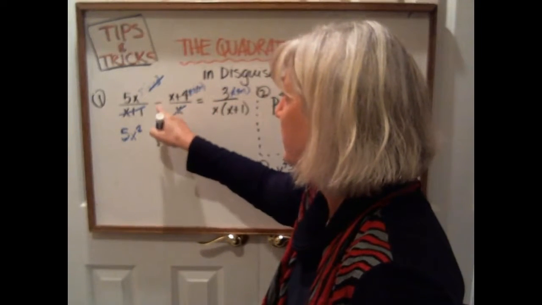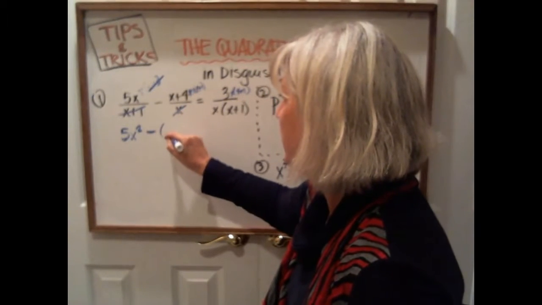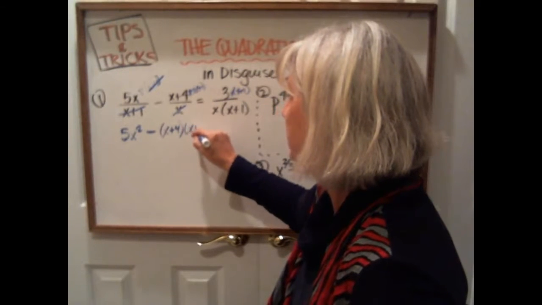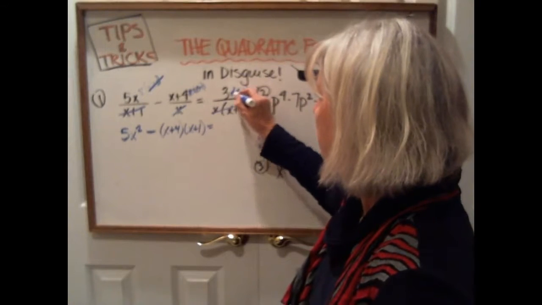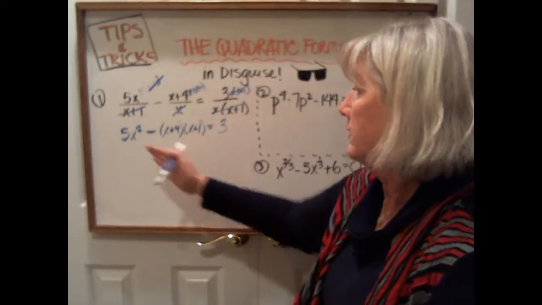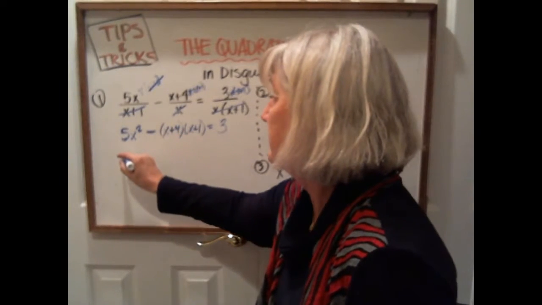This x goes away. You have to be very careful with this minus sign. So it's going to be x plus 4 times x plus 1. And this equals, both of these go away, just 3. So poof, our clearing the fractions works. And so let's just finish this out.